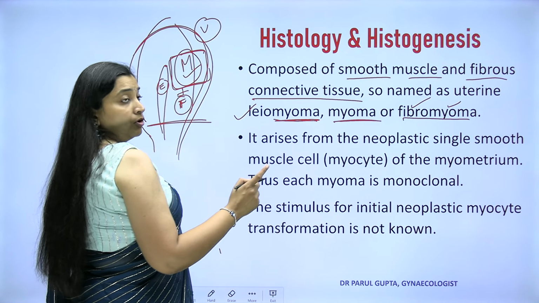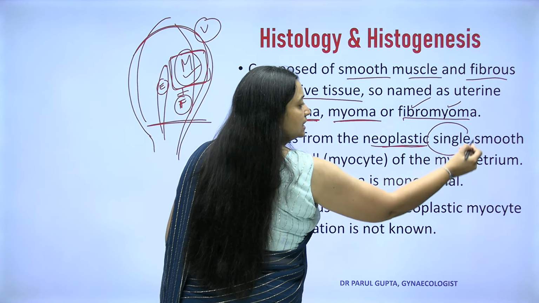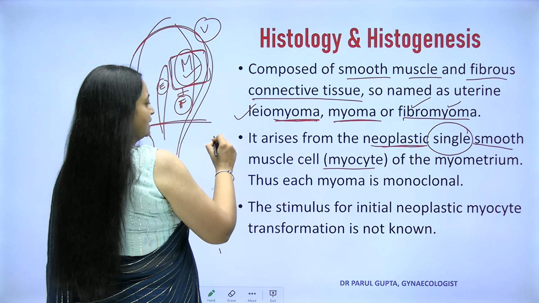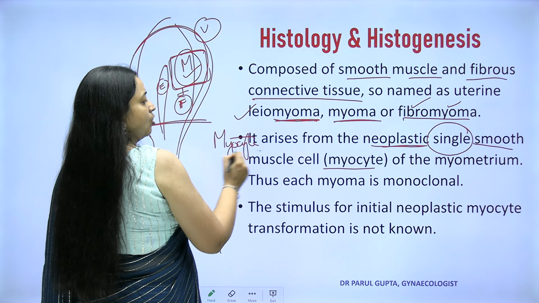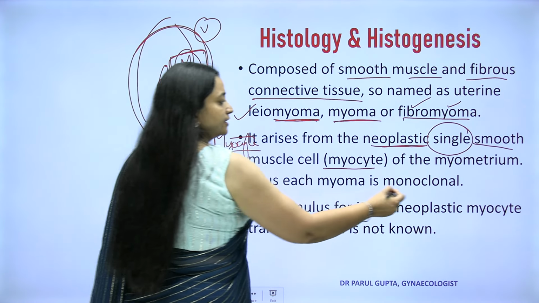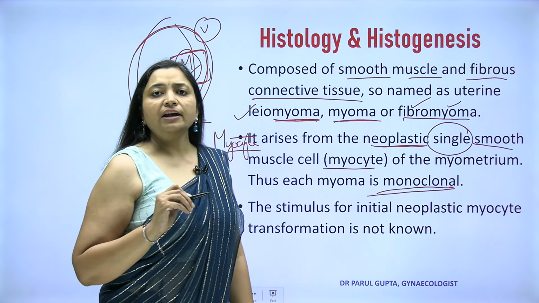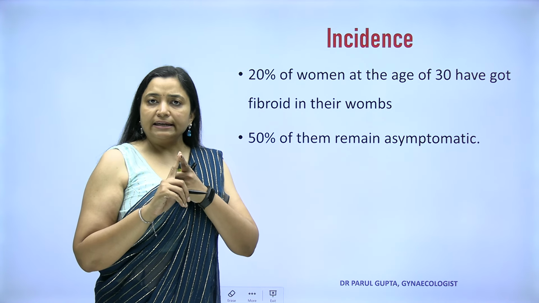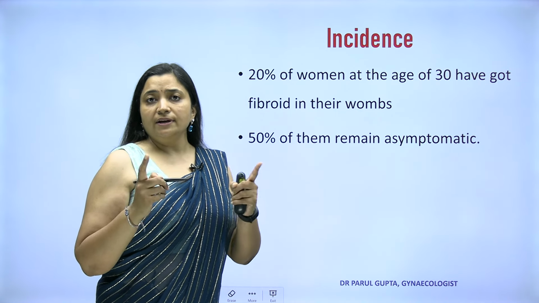It arises from, important, a neoplastic single smooth muscle cell or myocyte. So a single myocyte, that means a single cell of the smooth muscle, becomes neoplastic. So it is monoclonal, very important. All the cells of a fibroid or a leiomyoma arise from a single myocyte, and then it becomes neoplastic and gives rise to a benign tumor named leiomyoma.